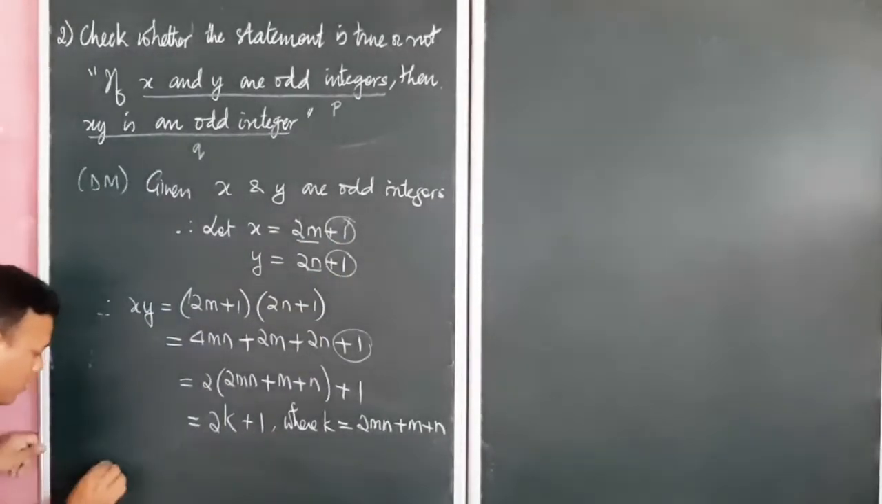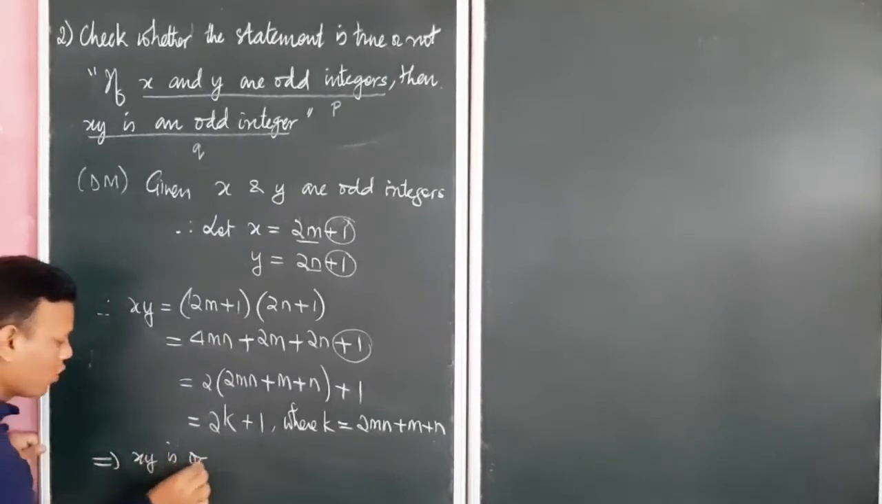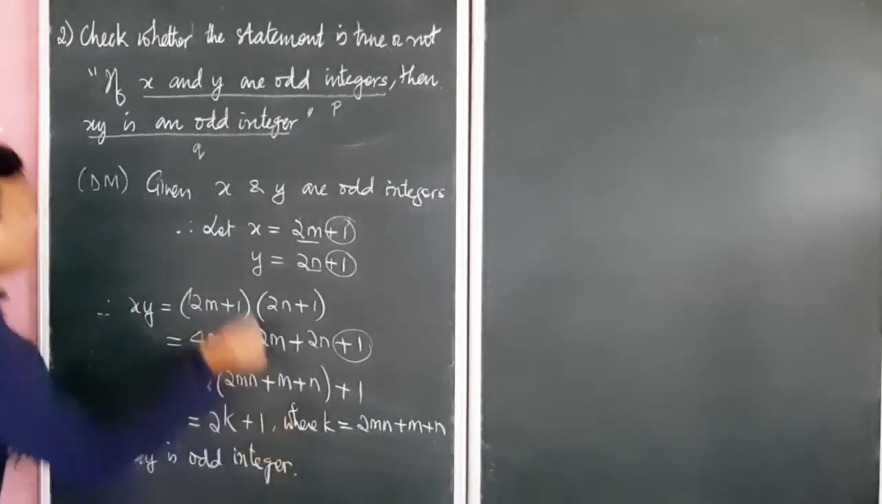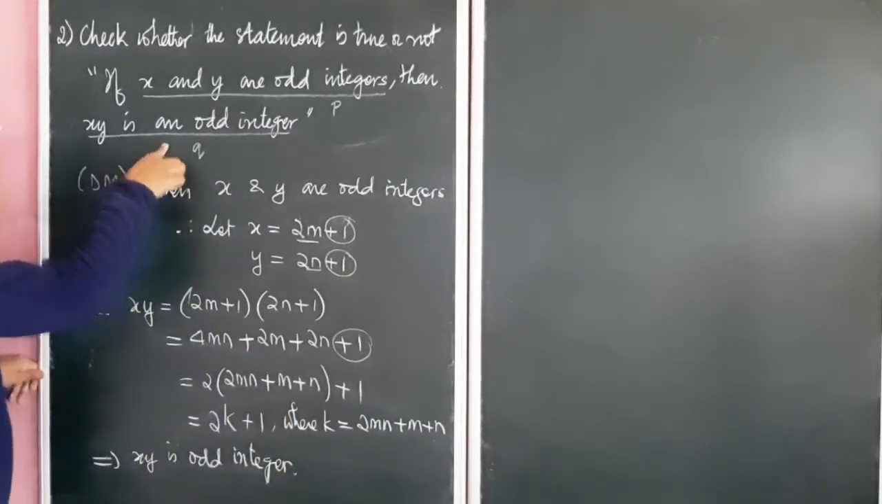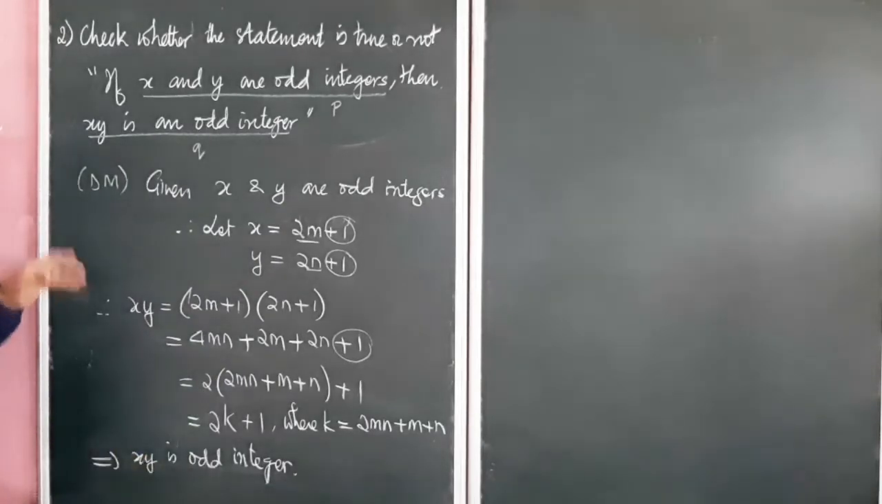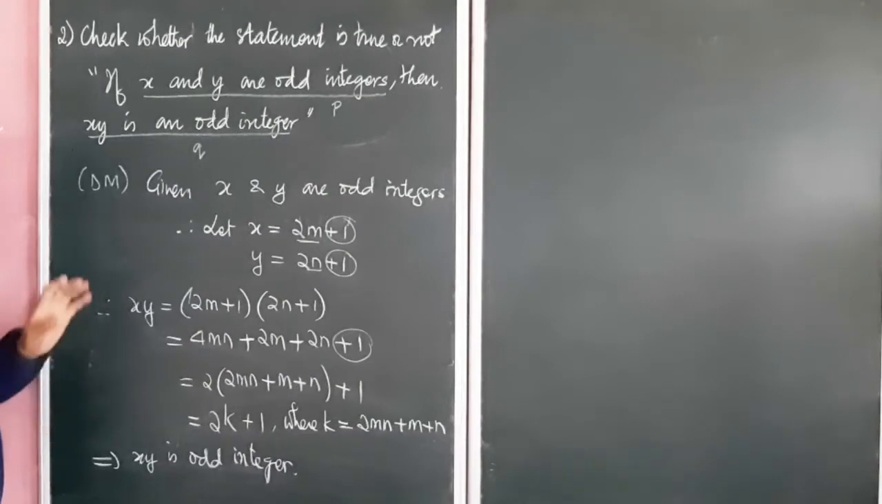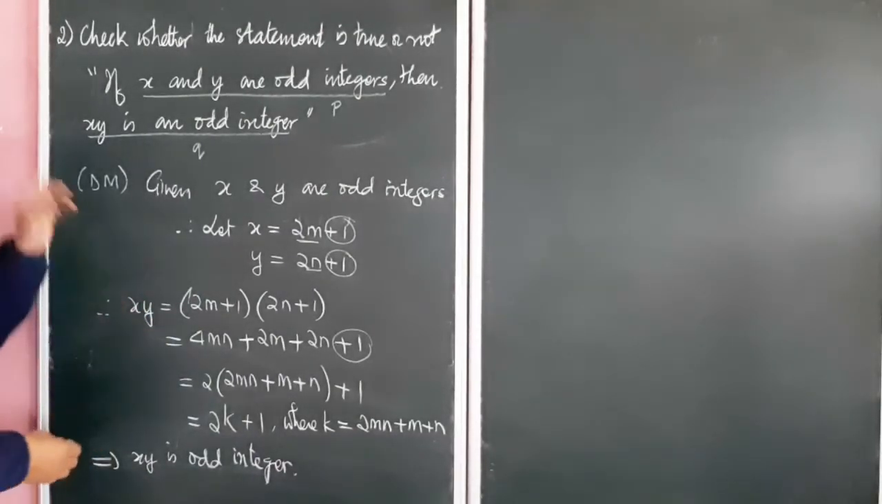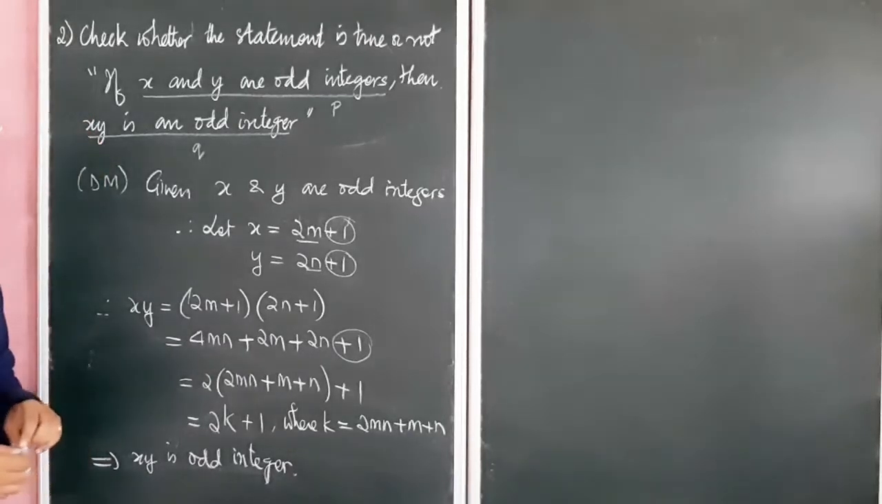So that's why from here we see that xy is an odd integer, and that's what we wanted to prove, isn't it? So this is how we prove this kind of sums using the direct method. Alright, so this is all about your direct method. Now let us go on to the contradiction method.